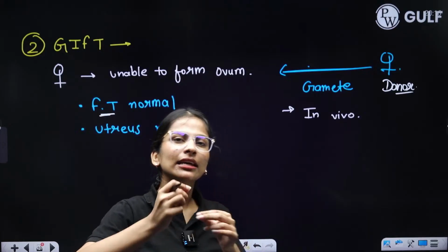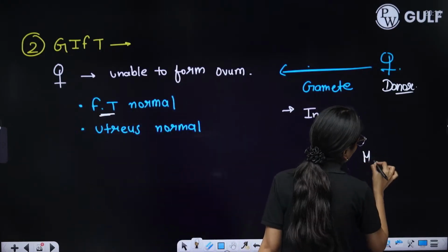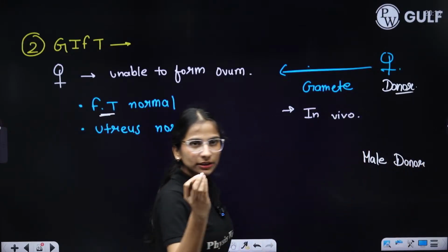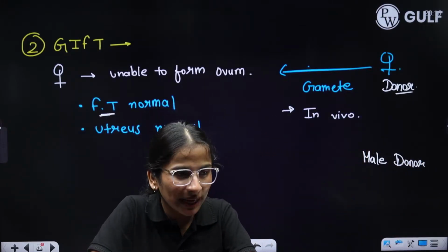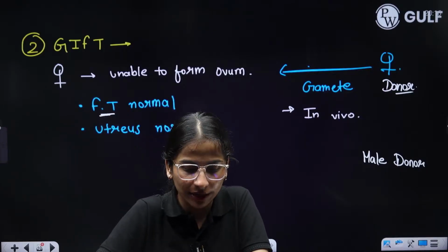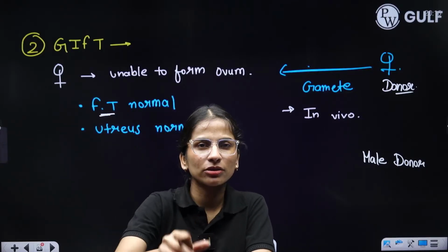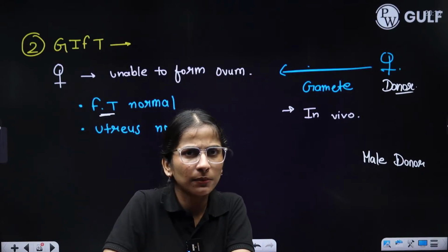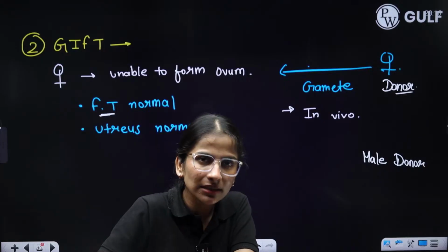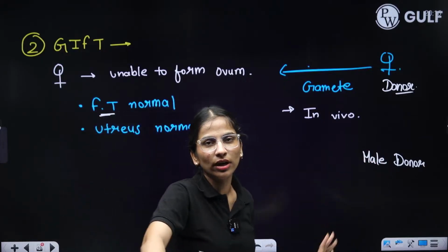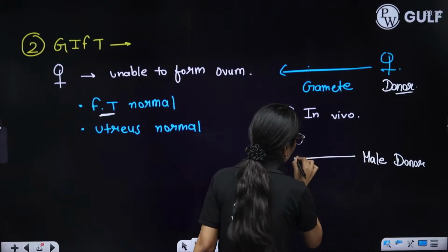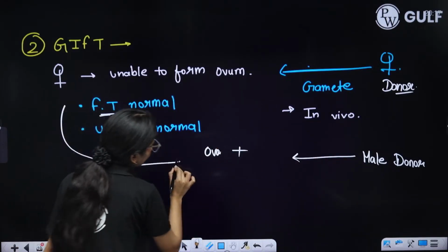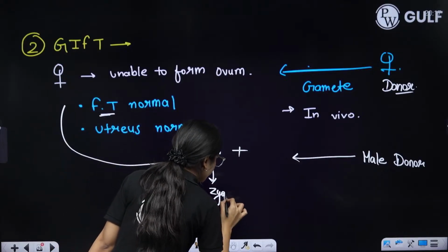It can be done in the case of males as well. In the case of a male donor, in a couple, the female might be completely normal, but the male partner might be having issues with sperm count and everything, and the issue is so huge that it cannot be resolved with any method. You cannot resolve it by IVF or anything. The sperms are completely non-viable. So in that particular scenario, sperms from some male donor will be taken, and those sperms plus ova from this mother, if she is normal, will produce the zygote.